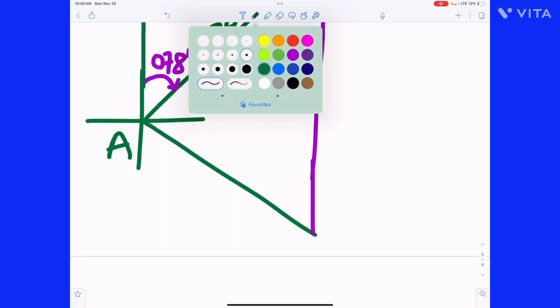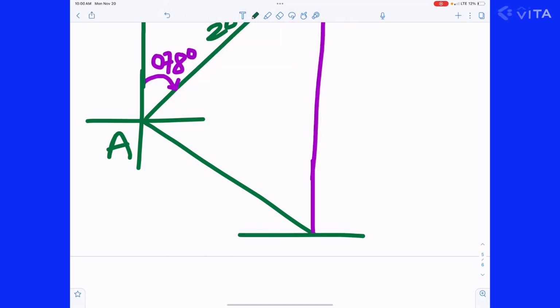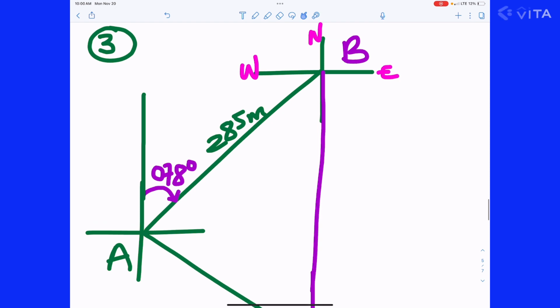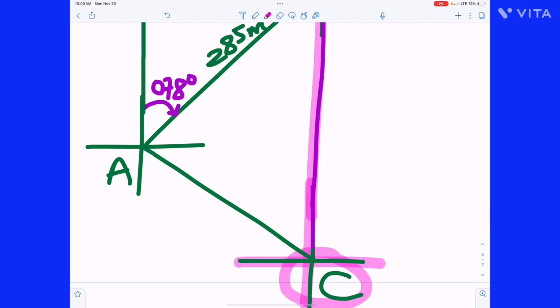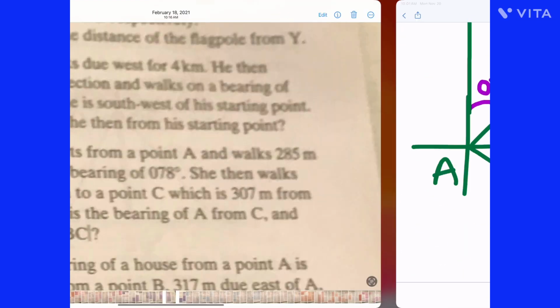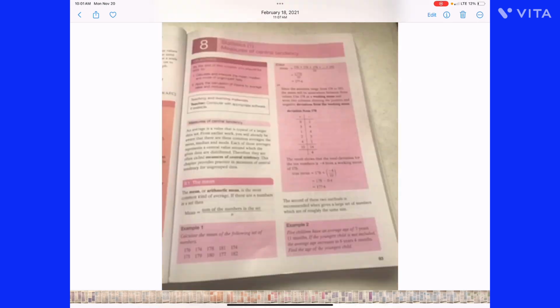So, I think our diagram is complete now. So this is point C. He walked due south of B to what? To point C, which is what? 307 meters from A. I think that's the distance, okay?